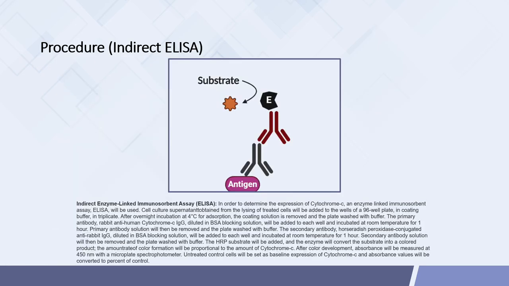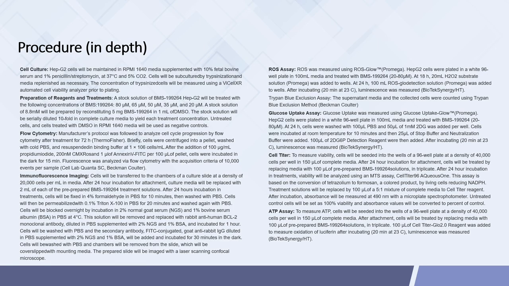I also worked on enzyme-linked immunosorbent assays, or ELISAs, in which the expression of a protein could be measured by looking at the bindings of antibodies to that antigen and then analyzing the colorimetric changes that occurred depending on the concentration of the antigen in the sample. Feel free to pause on this slide that goes more into depth on the procedures that I used, but now I'm going to be talking about the results that I had.